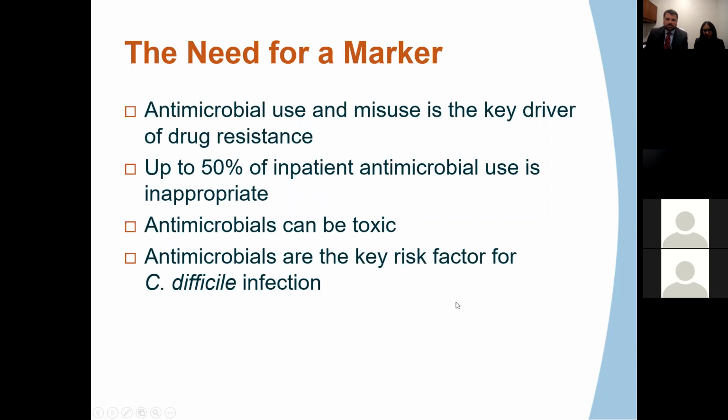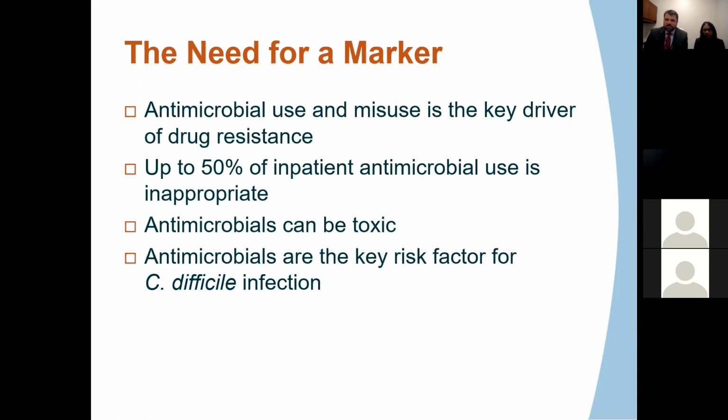One of the important parts of the talk is to realize that we need a marker for infections. Other kinds of markers have come about in the past, and they've tried to support infections, like ESR and CRP, but there really is a need for a marker.